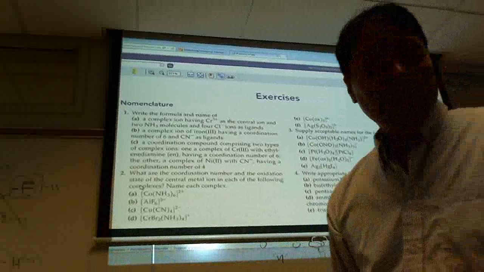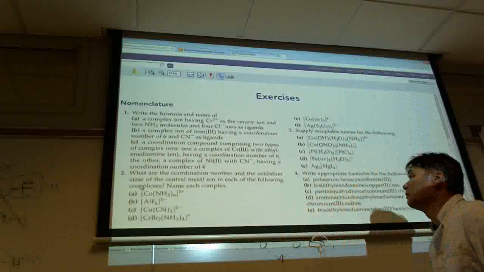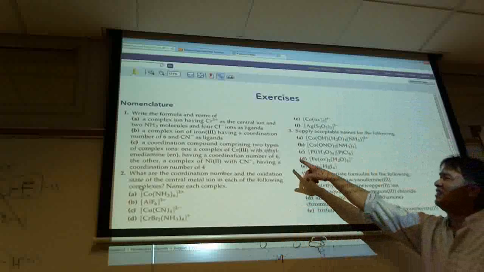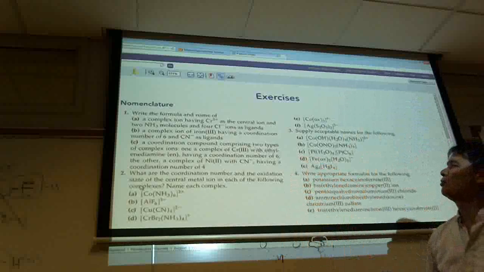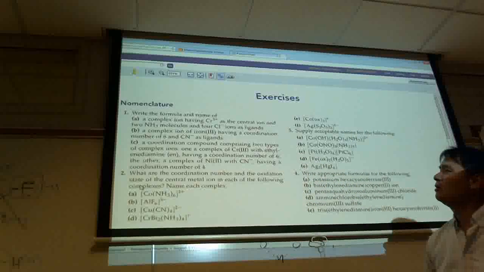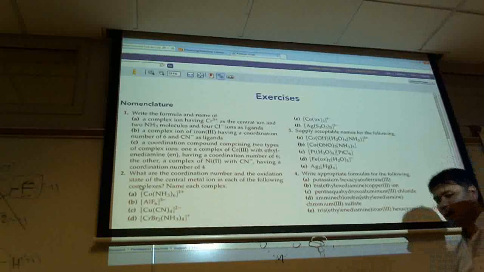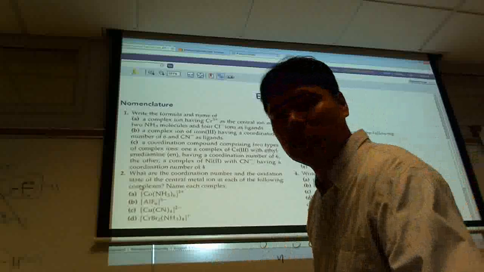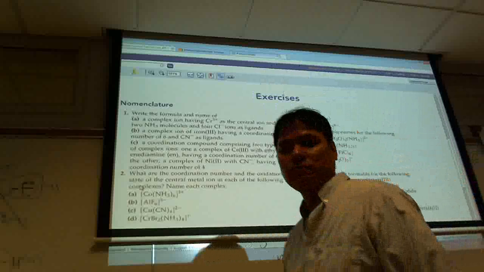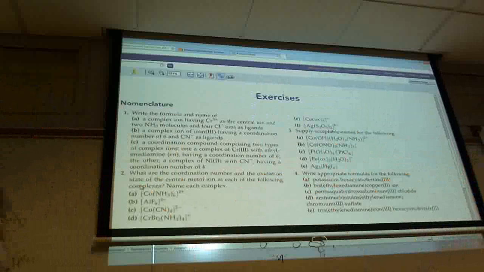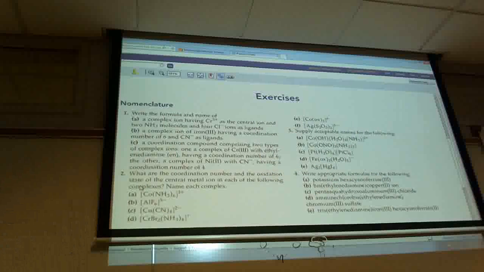And let's take a look at some of the homework problems. Write the formula and name of a complex having chromium-3 as the central ion, 2 ammonias, and 4 chlorides as ligands. So let's write the formula out. When we write a formula, what comes first? Put a square bracket. Do we put the ligands first or the metal? Metal always goes first. So we put the chromium here.